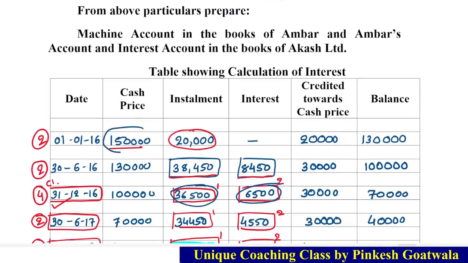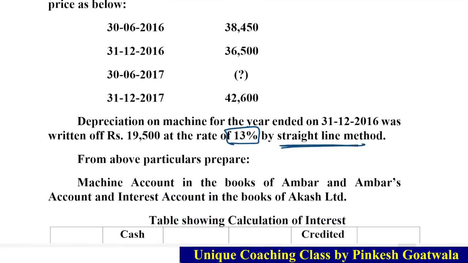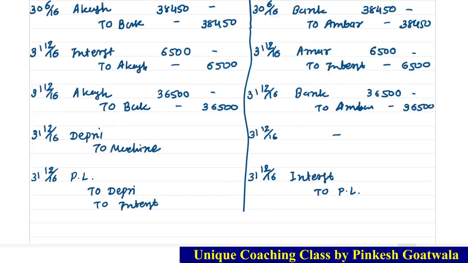It is our cash price. Cash price is 150, so what will 30% of 150 be? It will be 19,100 and it will be the same for every year. Every year this same amount will come, because it is the straight line method, so every year the depreciation amount will be the same, 19,500. Last, transfer this amount to PNL: depreciation 90,500.